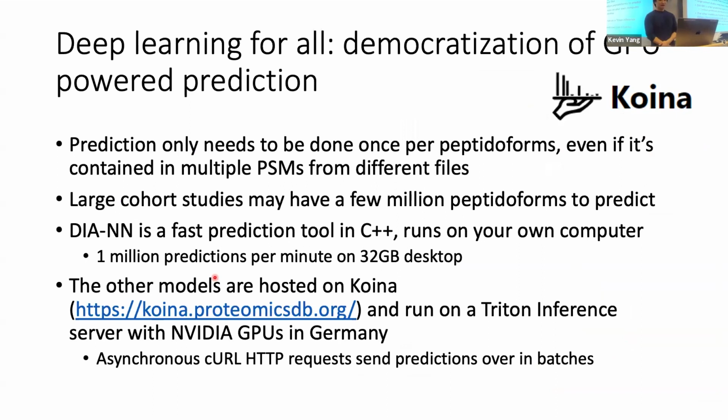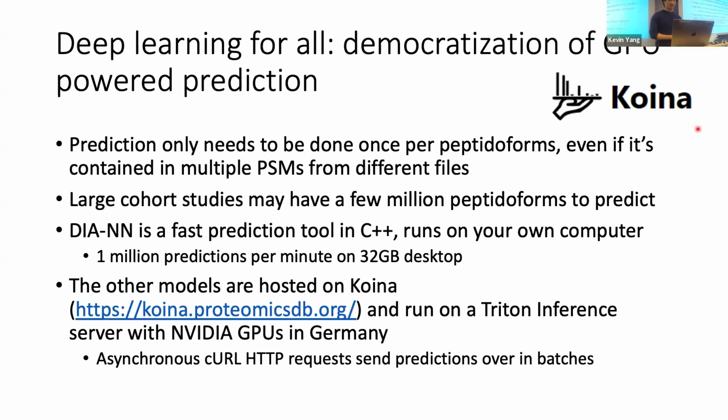So the question is, how do we support all these different models that I just talked about? Well, Diane is just a C++ tool that we've incorporated into our FragPipe package. But for all these other ones, I don't want to go through the effort of generating all these different Python environments or conda environments and packaging all these Python tools with it. It's a lot of work because these models are being generated all the time, and that's just more work for me. And so our collaborators over in Germany have generated this Koina server.